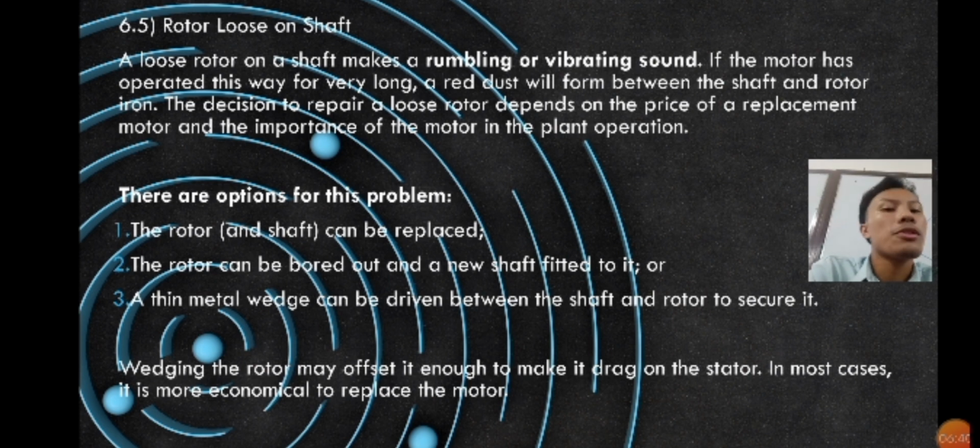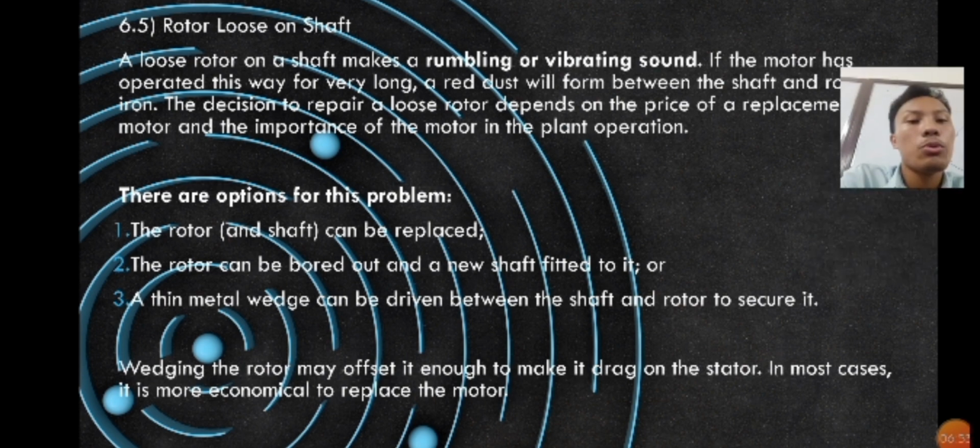There are options for this problem. First, the rotor can be replaced. Two, the rotor can be bored out and a new shaft fitted to it. Or third, a thin metal wedge can be driven between the shaft and rotor to secure it. Wedging the rotor may offset it enough to make it drag on the stator. In most cases, it is more economical to replace the motor.